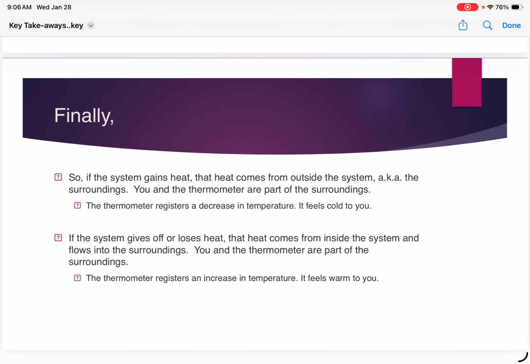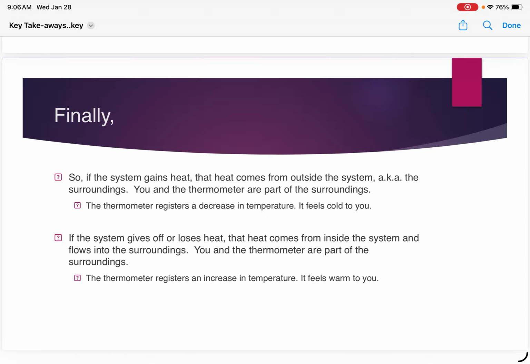So if the system gains heat, that heat comes from outside of the system, and you and the thermometer are outside of the system. So the thermometer will register a decrease in temperature, so it feels cold to you. I know that doesn't make sense. The system is gaining heat, but the thermometer is not part of the system. So the heat has to go from the thermometer into the system, causing the temperature on the thermometer to go down.